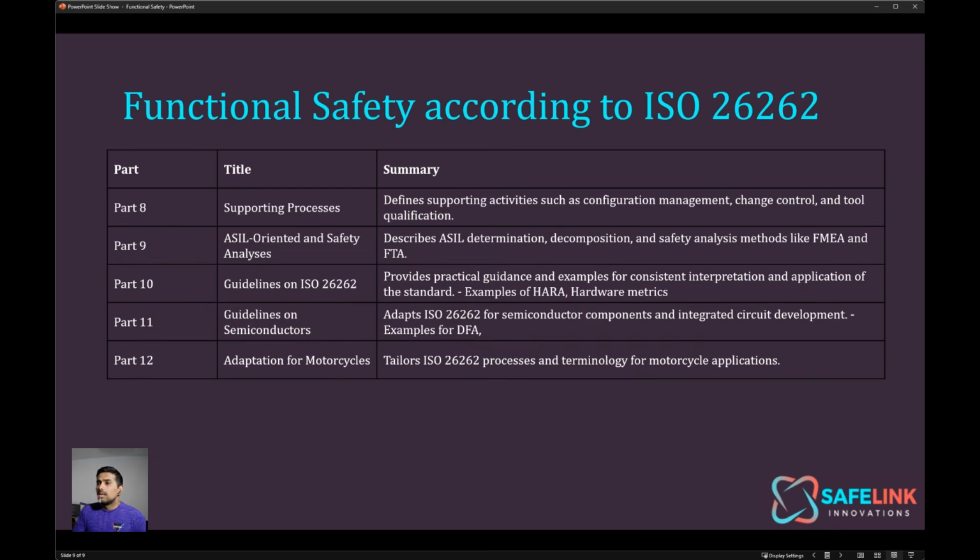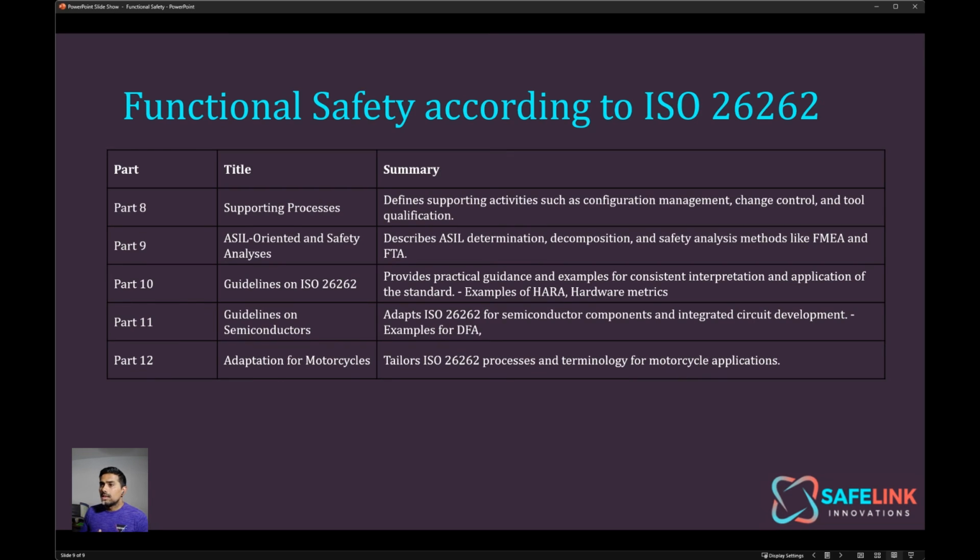Part 8 talks about supporting processes. This is applicable throughout the life cycle of product development. How do I store information regarding the project? How do I manage changes in the project? What are the tools that I'm going to use to execute the project? And how to classify and qualify the tools. There is a big topic around tool qualification.